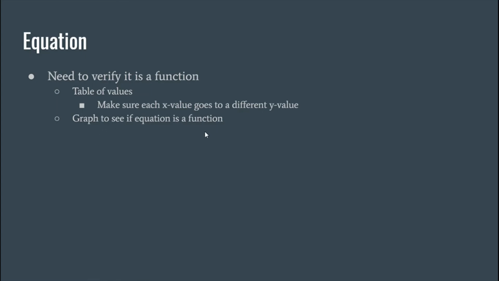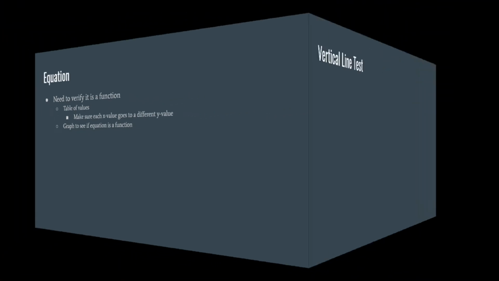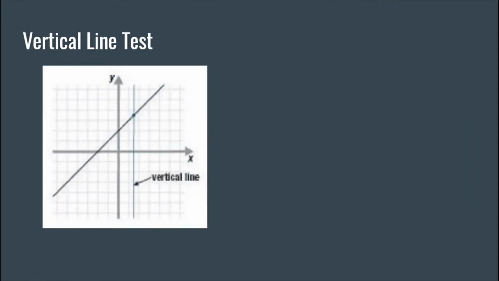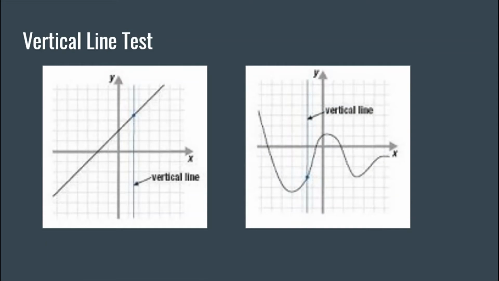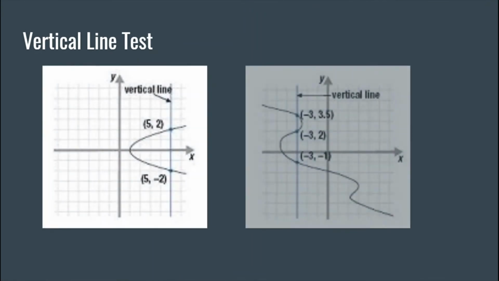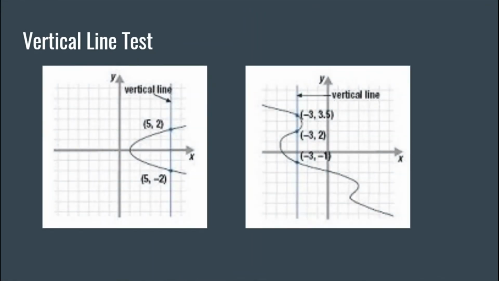And there's a test we can do to see if a graph of a line is a function. That test is called the vertical line test. So it looks like this. What you do is you draw vertical lines through your graph, and if each vertical line only passes through your graph one time, then that graph is a function. Now, if you draw vertical lines through your graph and it hits the graph more than one time, then that graph is not a function.